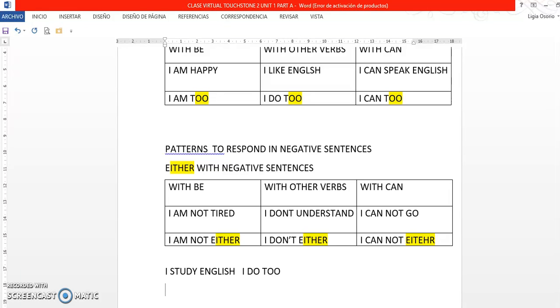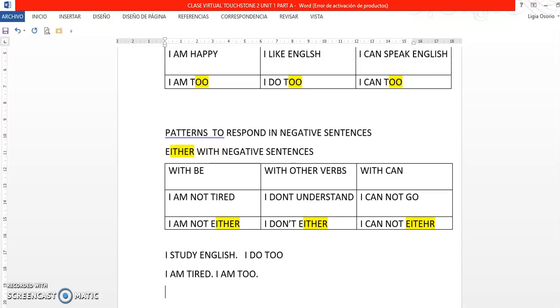Okay? Another example. I am tired. I'm tired. Estoy cansada. I'm tired. If I want to say yo también, remember that you are using the verb to be. The pattern in this sentence is the verb to be. It's the same verb to be that you have to use in your response. Remember, in the same order. I'm tired. And you have to answer I am too, which means yo también.